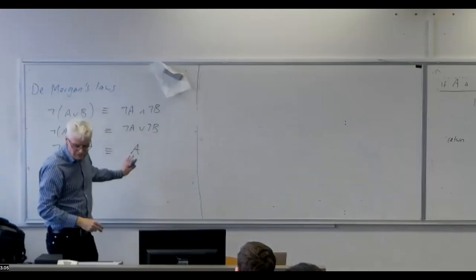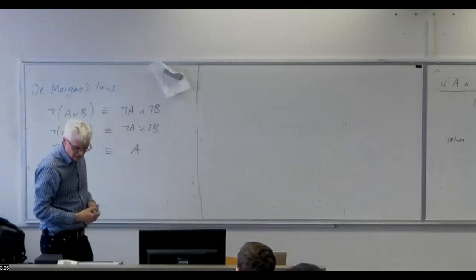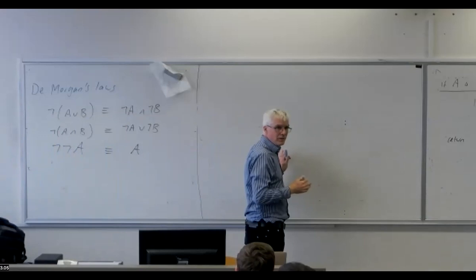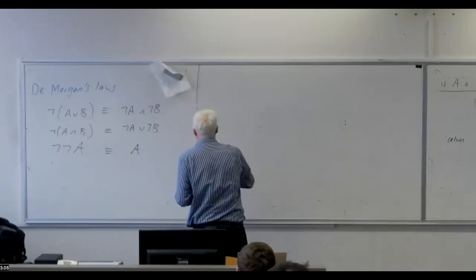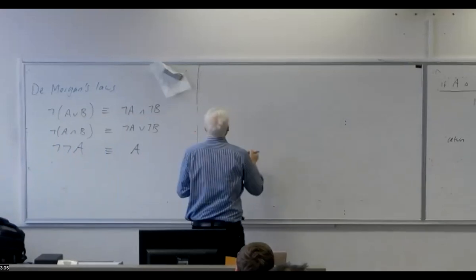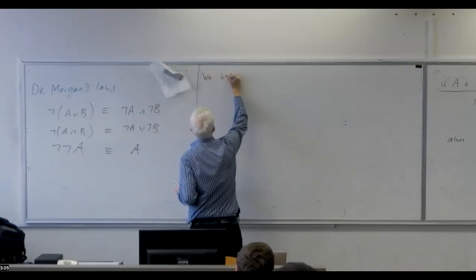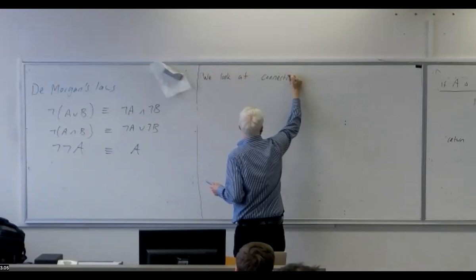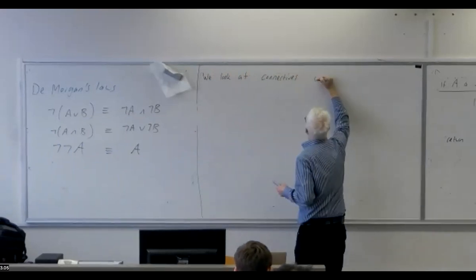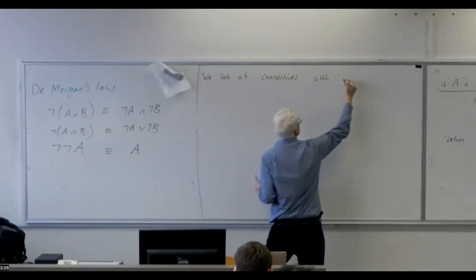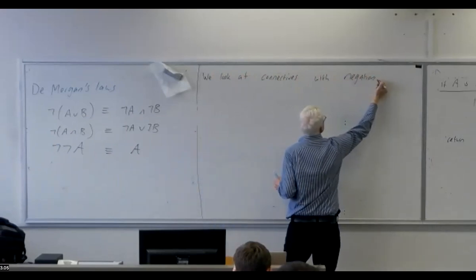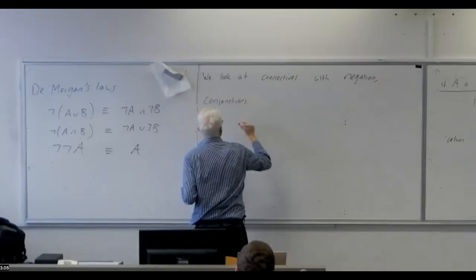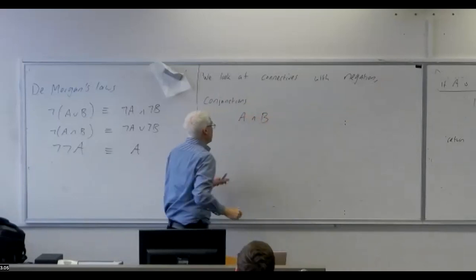And actually, it's a very simple result from this. I'm not going to give a proof, but the notion of negation normal form is a very simple consequence of these. So what we're going to look at now are formulas, with a set of connectives where we're going to have negation. We're going to have conjunctions. So conjunction, of course, is and.